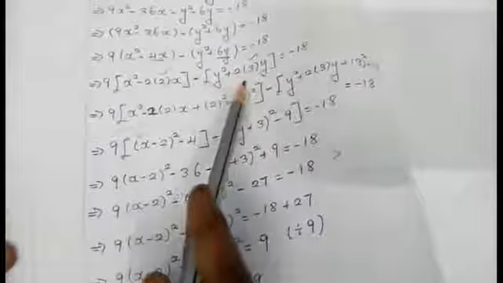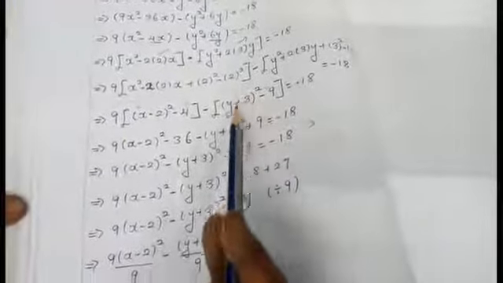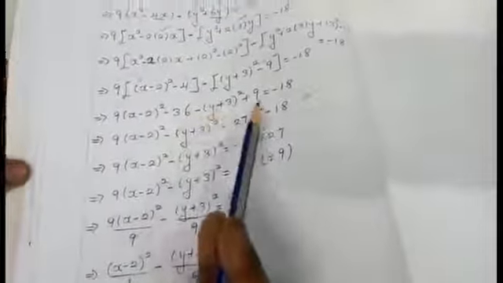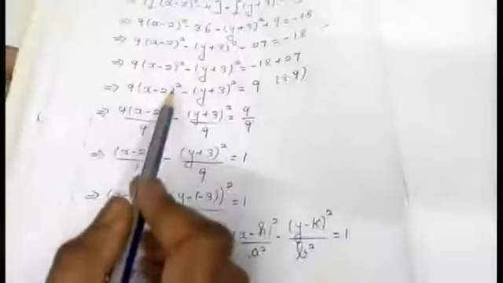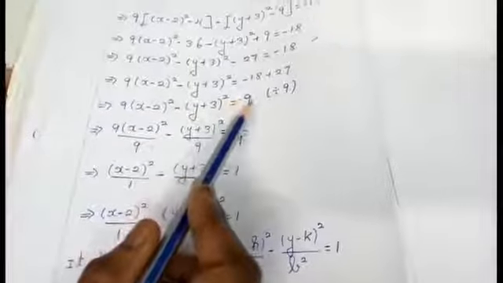Inside the bracket, see the values. Add and subtract the values. After adding and subtracting, I told you the identity you are going to apply here: the (a minus b) the whole square formula and the (a plus b) the whole square formula. Apply the formula. After applying, do whatever calculation is necessary here. After doing the calculation, you will be getting a format like this, that is 9 (x minus 2) the whole square minus (y plus 3) the whole square equal to 9.